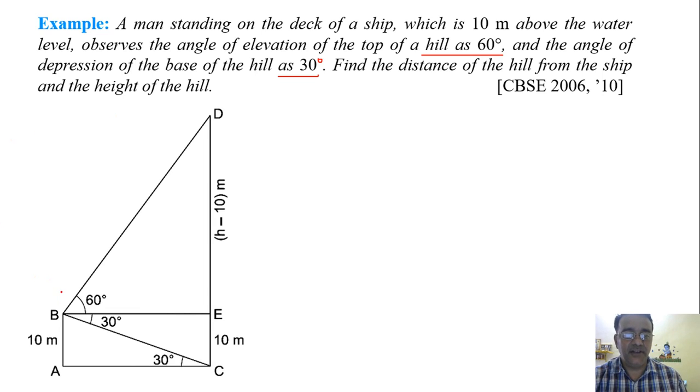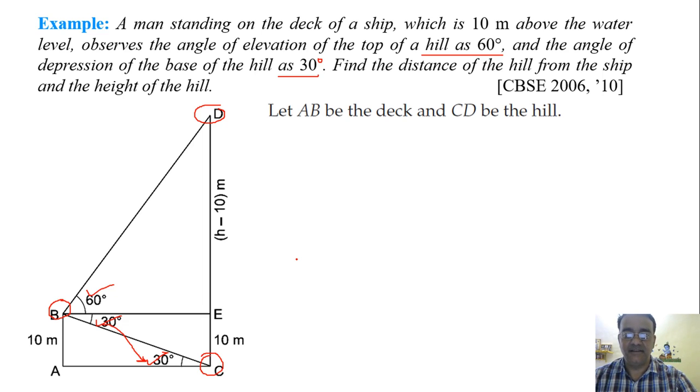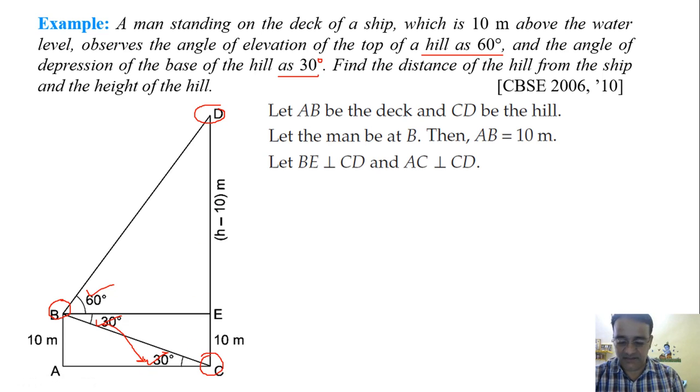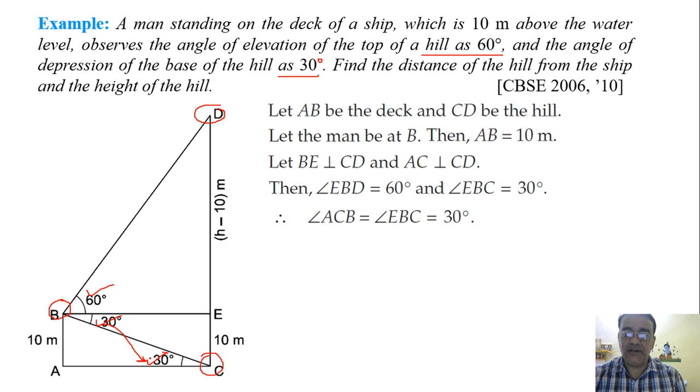So this is the diagram. Okay, this is the position of the man and he is observing the top of the hill and the base of the hill. So this is the angle of depression and this is the angle of elevation. So these two angles are equal because they are alternate interior angles, right? So here AB be the deck and CD be the hill, height of the hill, right? And let the man be at position B. So AB is equal to 10 meter and BE is perpendicular to CD and AC is perpendicular to CD. And then this angle is 60 degree and these two angles are 30 degree, right? Now here we will identify the right triangles. So if this is 10 then this is also 10, and if the whole height is h, then this part will be h minus 10.